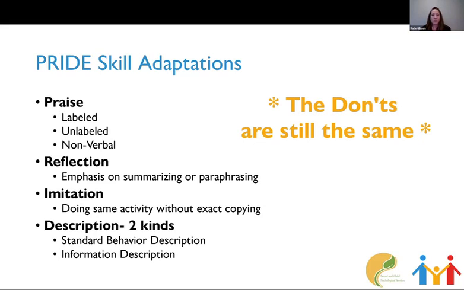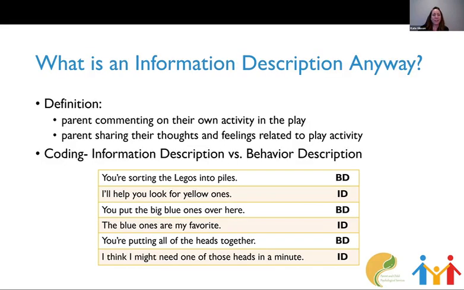When it comes to descriptions, there are two kinds of descriptions in this adaptation for older kids. So there's our standard behavior description that we still want parents doing, and there's an information description that we're adding in and coding for as well. So if you go to the next one here, what is an information description anyway? So the definition is that it's a parent commenting on their own activity in the play, or sharing their thoughts and feelings related to the play activity or something happening in the room in the parent-child interaction.